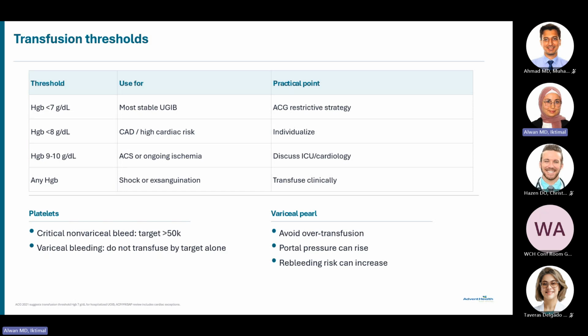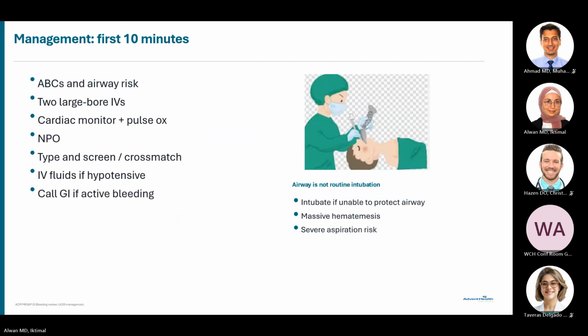Just to be cautious, when we know that the patient has varices and variceal bleeding, we need to avoid overtransfusion, because when you're giving a lot of transfusion, the portal pressure will rise and we're going to have a high risk of rebleeding. And also, when do we transfuse platelets? What is the threshold for upper GI bleed? 50,000.